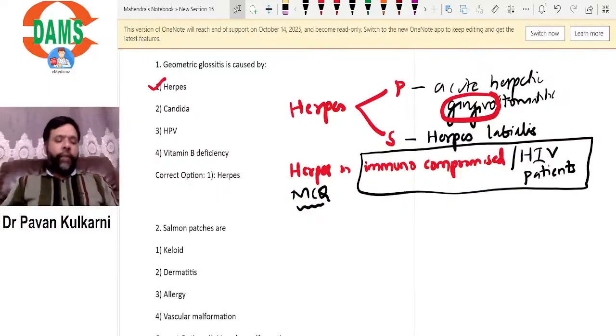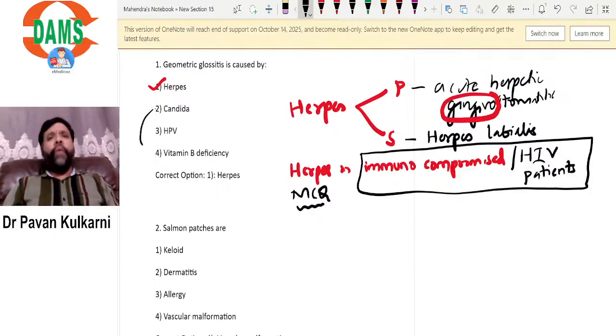Other options, let us see: Candida, HPV, vitamin B deficiency. Does Candida cause geometric glossitis? No, Candida usually doesn't cause any kind of geometric glossitis. Rather, sometimes acute atrophic candidiasis will be there, which can affect the tongue. Acute atrophic candidiasis is called antibiotic sore mouth.